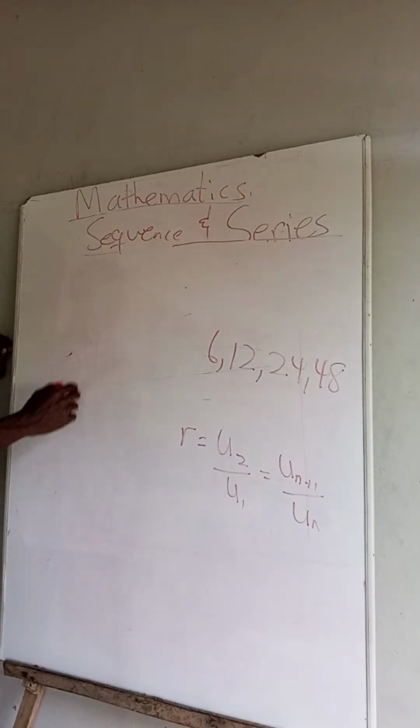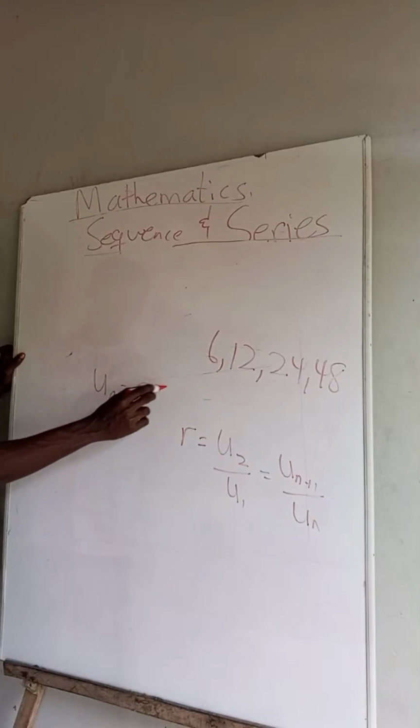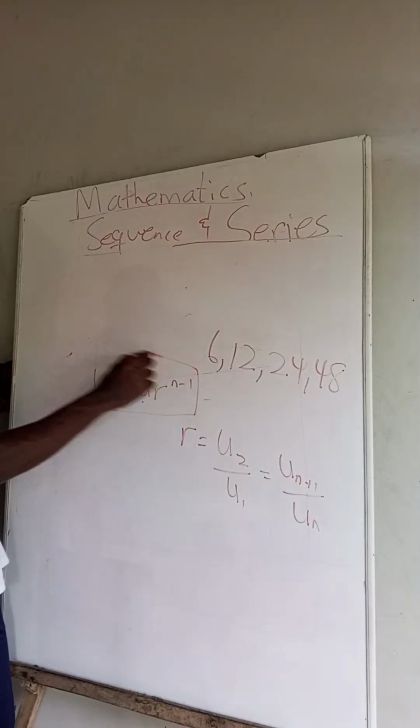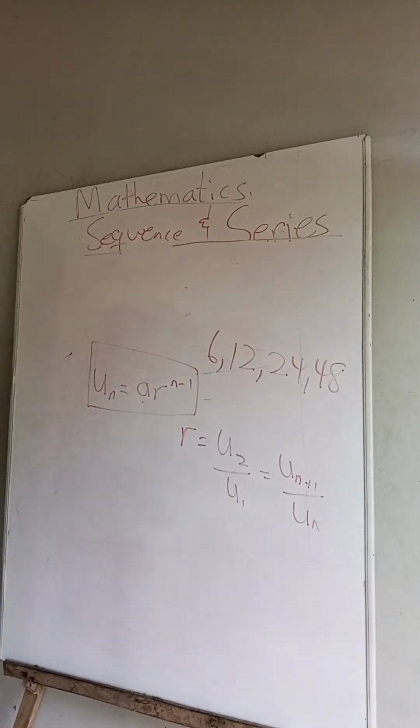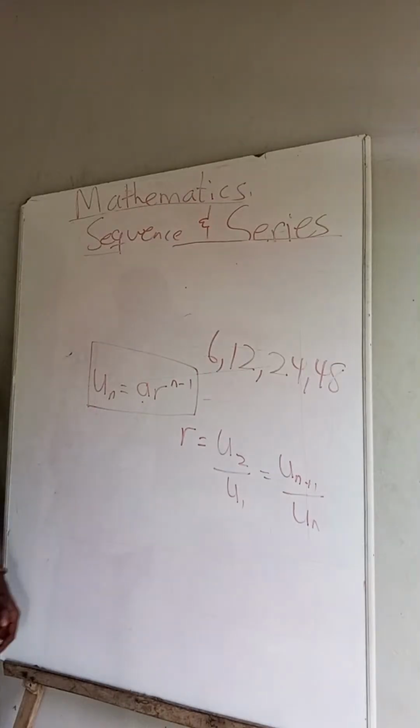So Un in geometric progression, Un is equal to a r to the power n minus 1. A is representing the first term. This is the formula for any term, to find the nth term. So if it is the fifth term, it's going to be u5. This is the formula, and this is how to find the common ratio. You will have the n already, you have the a already, right?